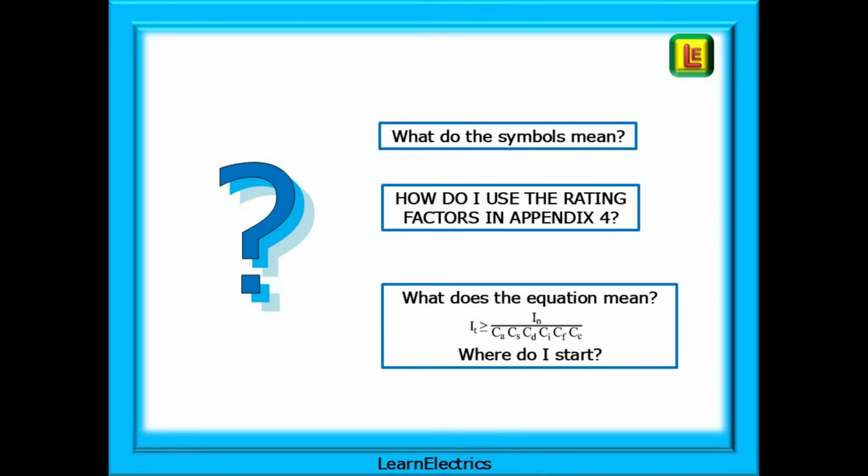Many have asked what the symbols mean and how to use the rating factors shown in Appendix 4. Others have asked what the equations mean, the ones with all the letter C's. Where do you even start with it?